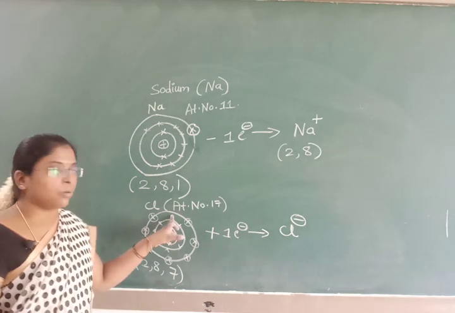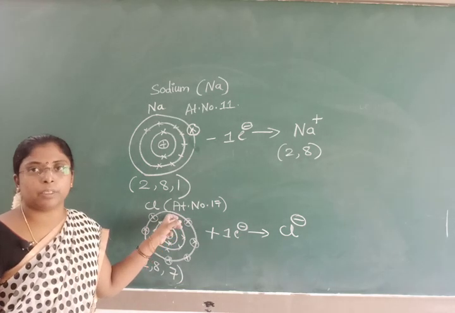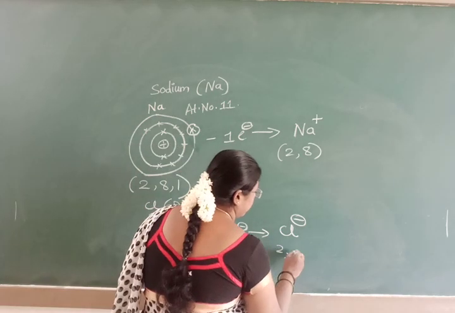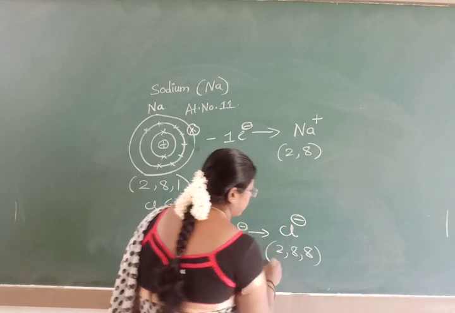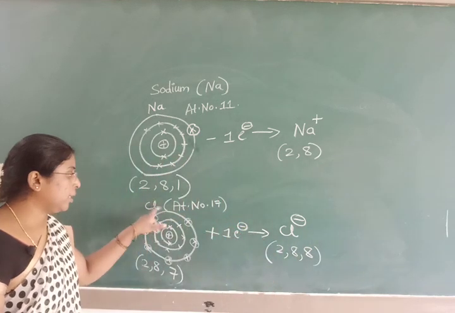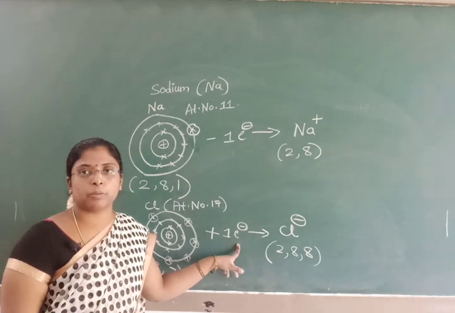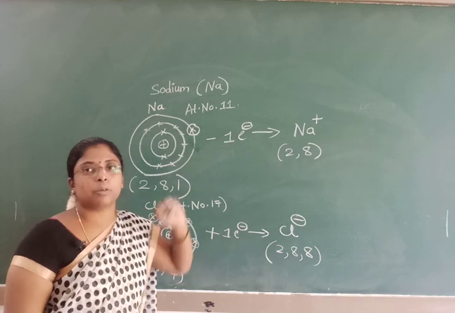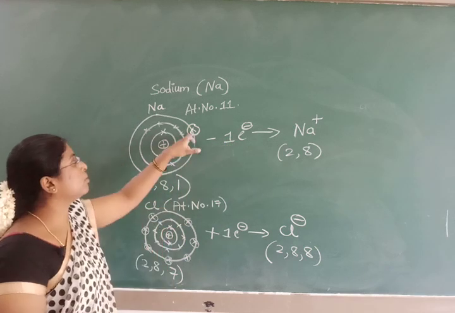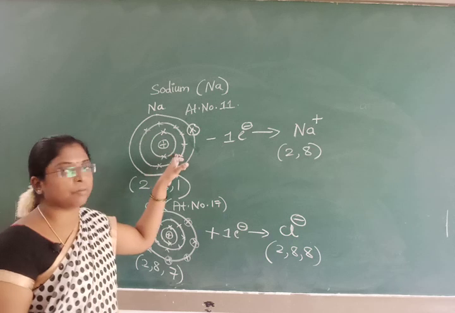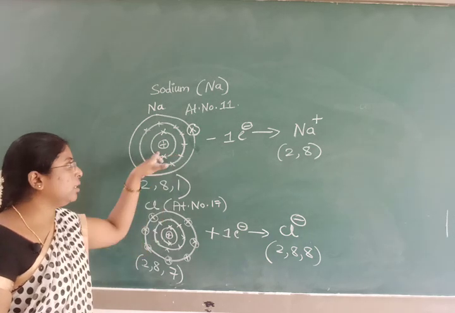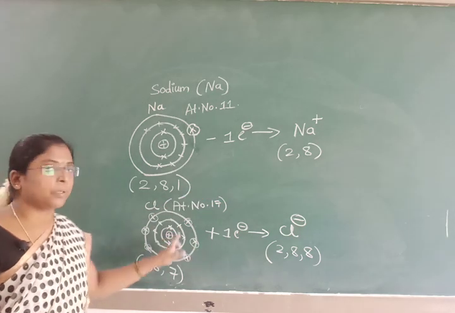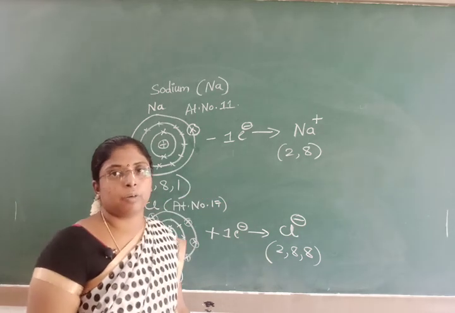After gaining 1 electron, the total number of electrons in its outermost shell is 8. It will form as 2, 8, 8. Chlorine gains the electron because its outermost shell has 7, whereas sodium loses electrons because its outermost shell has 1 electron. If it loses this one, it will form an octet configuration. So in nature these elements either lose or gain electrons to obtain an octet configuration.